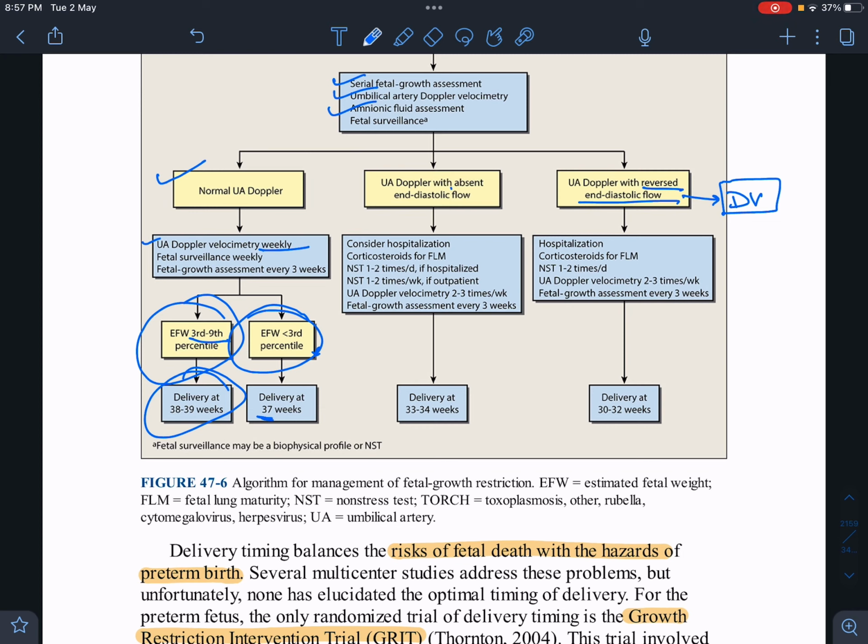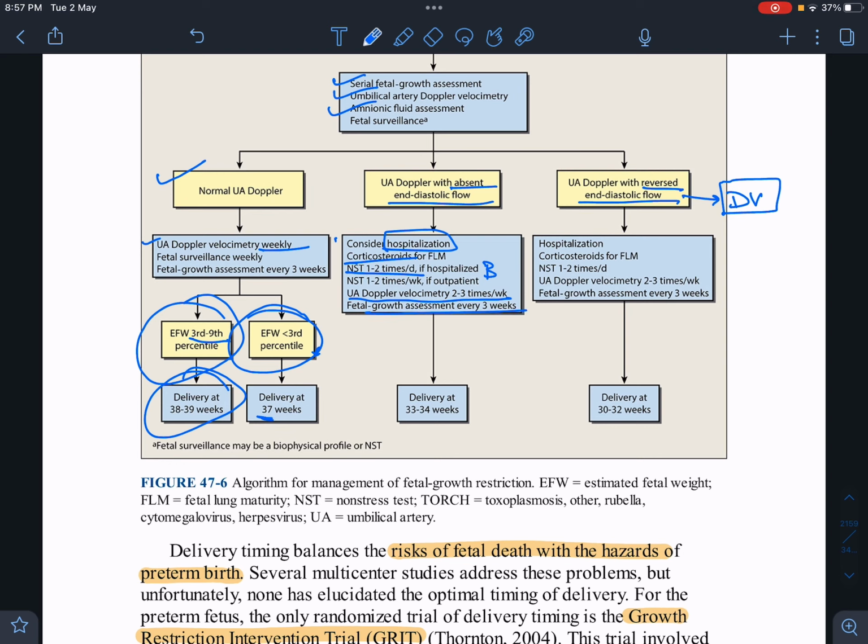Now, umbilical artery with absent end diastolic flow. When that is there, you have to hospitalize the patient. This is what Williams says. You have to give corticosteroids and do NST one to two times per day, NST BD. You have to do umbilical artery Dopplers two to three times per week, and growth assessment every 3 weeks.